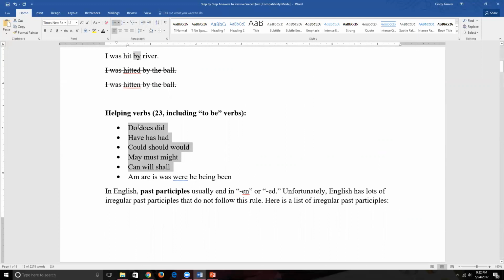So it may be a good idea to put all 23 of these verbs on some kind of cheat sheet or index card that you have, but do be sure to highlight the ones that tell you whether it's passive voice or not. Once you have these 23 verbs, then you're going to be adding present or past participles to the mix to find your entire verbal phrase. But it's good to know these so that you can identify the entire verbal phrase.